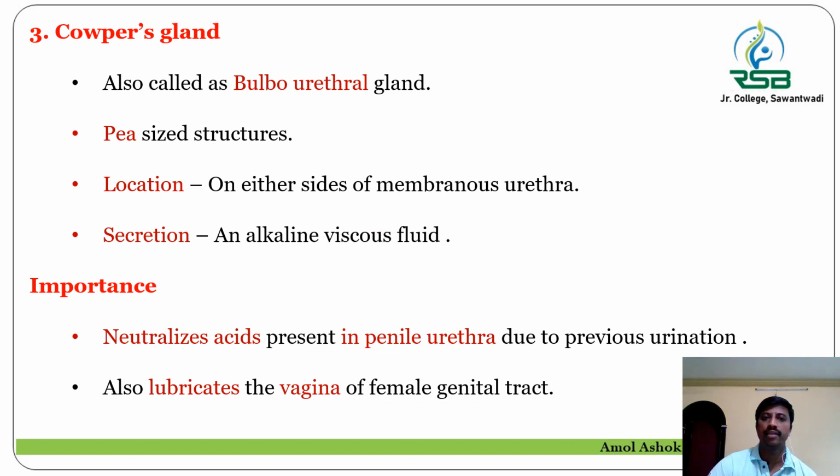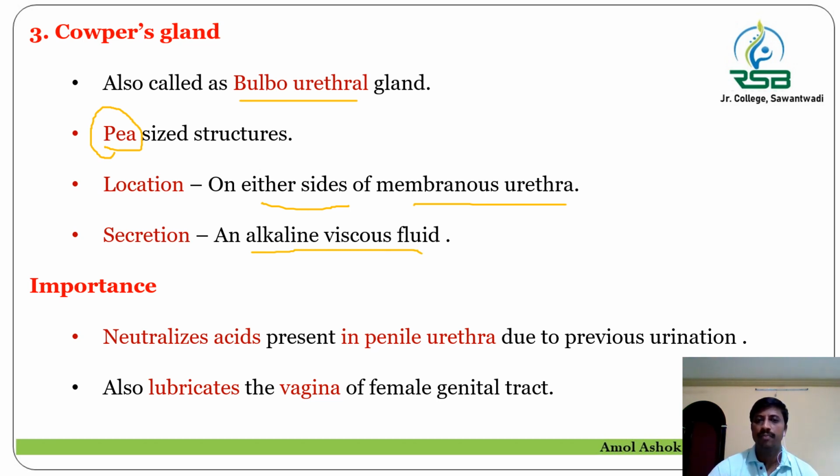It is also called the bulbourethral gland. They are pea-sized structures, like a pea seed. The location of this gland is on either side of the membranous urethra, which secretes an alkaline viscous fluid.